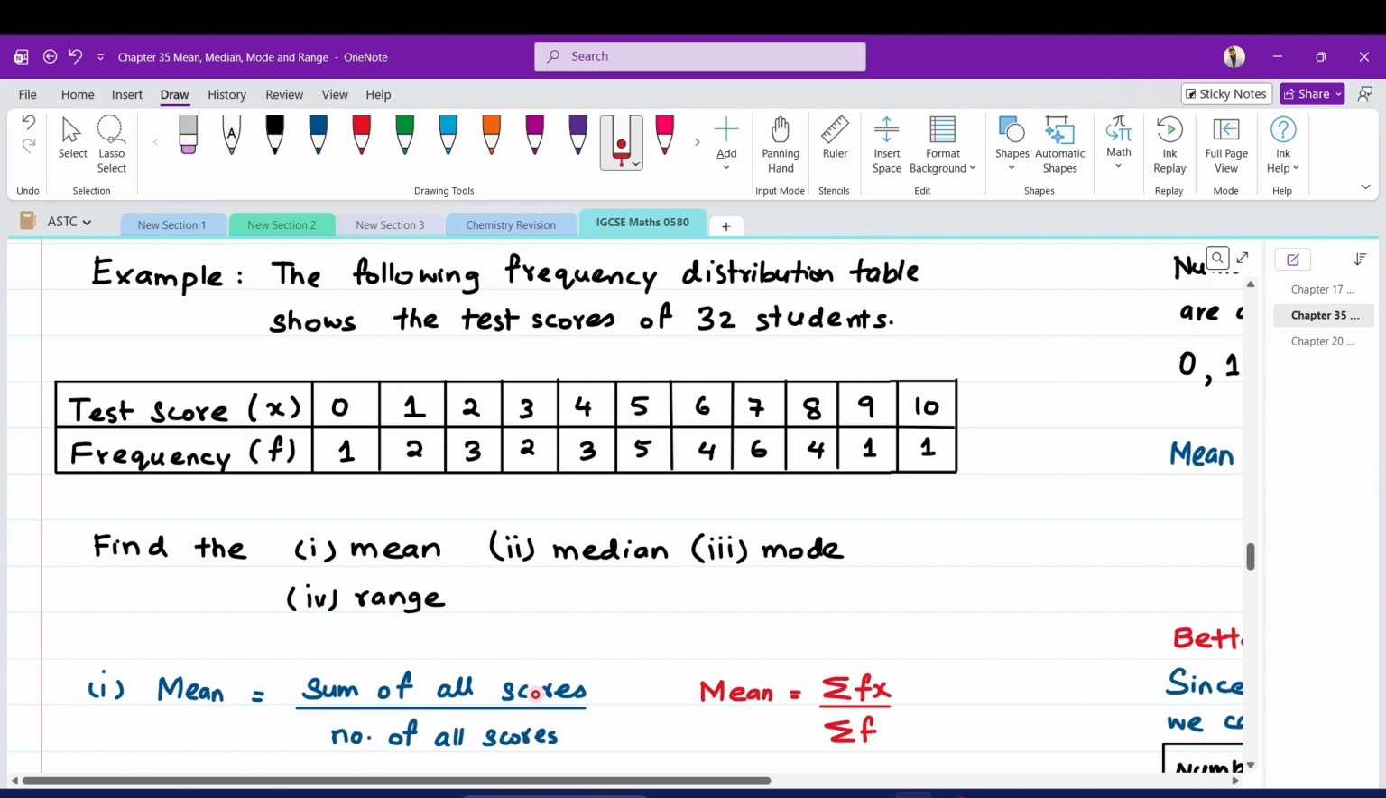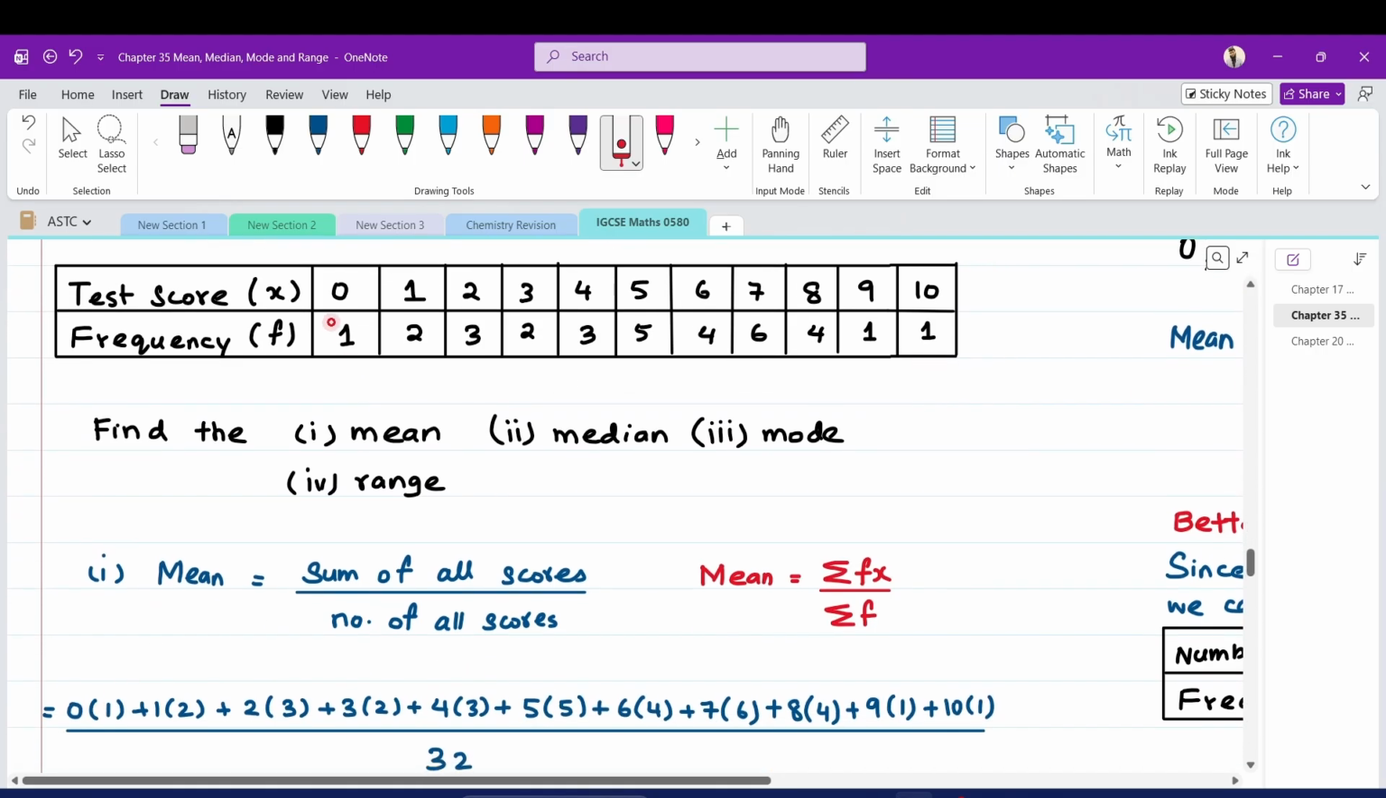So mean is equal to the sum of all the scores divided by the number of all scores, which is mean equals this. Now I'm going to multiply each one of these. So 0 multiplied by 1, that's over here. Then 1 times 2, 2 times 3. Follow along: 3 times 2, 4 times 3. Then 5 times 5, 6 times 4, we are here. 7 times 6 plus 8 times 4 plus 9 times 1 plus 10 times 1. So that covers all of this data.